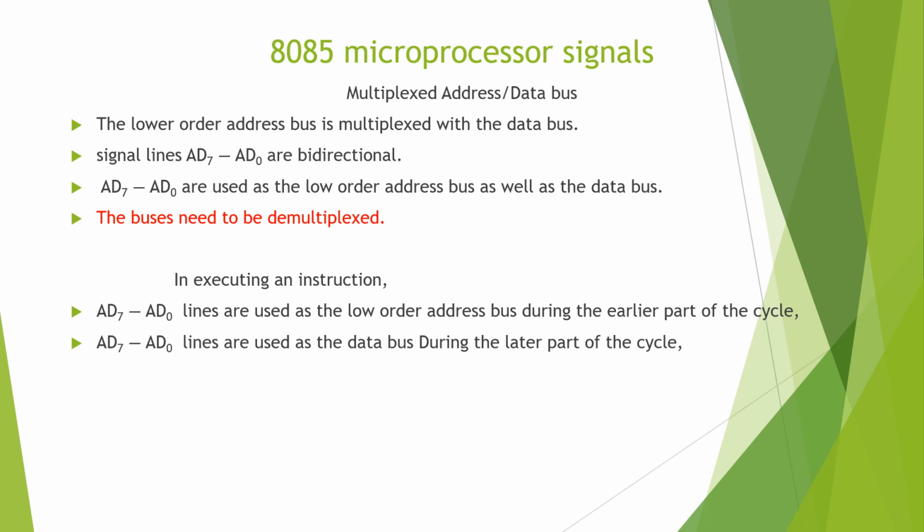So when it's demultiplexed, during execution of an instruction, the AD7 to AD0 lines will be used as low order address bus during the first part of the cycle, and AD7 to AD0 lines will be used as data bus during the later part of the cycle.